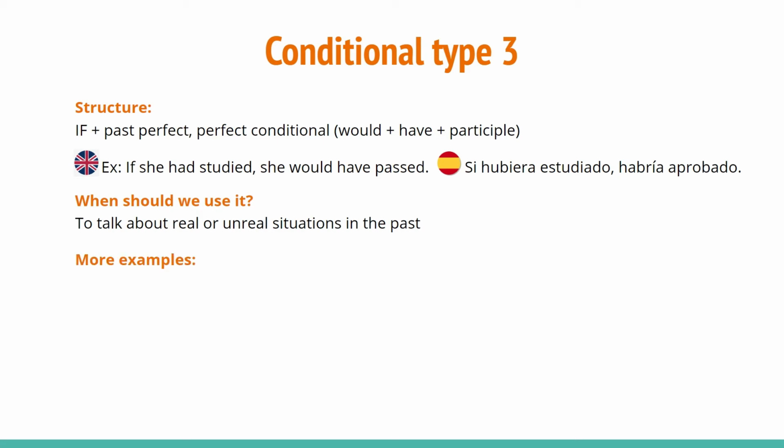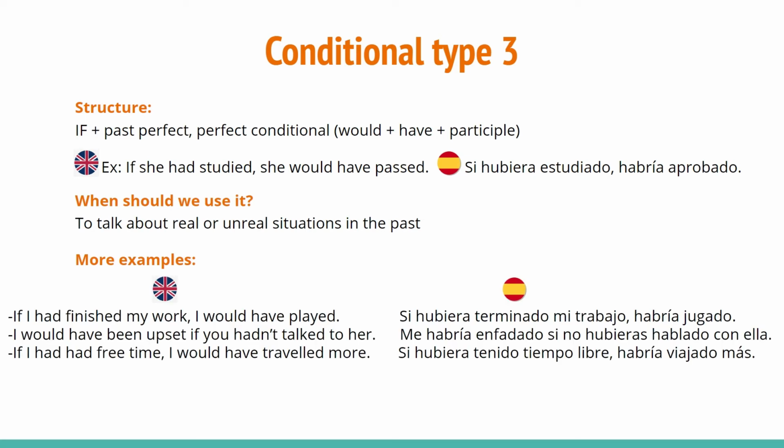Let's see more examples. If I had finished my work, I would have played. Si hubiera terminado mi trabajo, habría jugado. I would have been upset if you hadn't talked to her. Me habría enfadado si no hubieras hablado con ella. If I had had free time, I would have traveled more. Si hubiera tenido tiempo libre, habría viajado más.